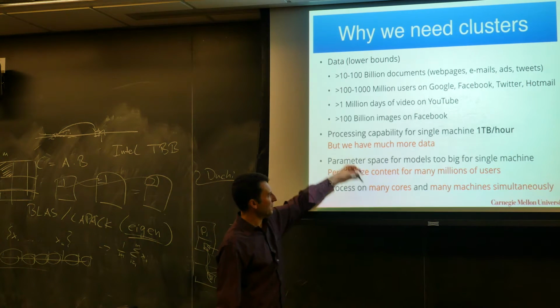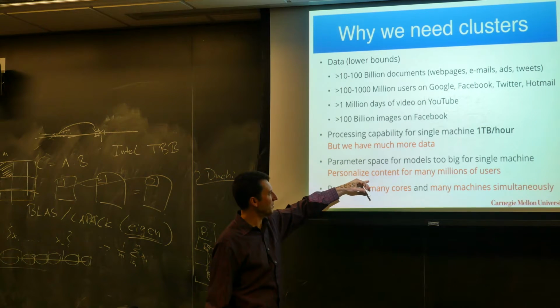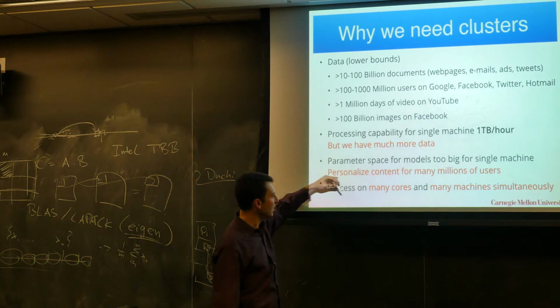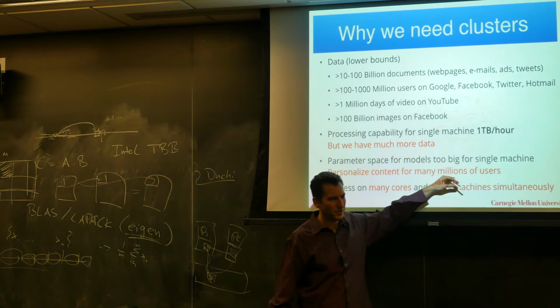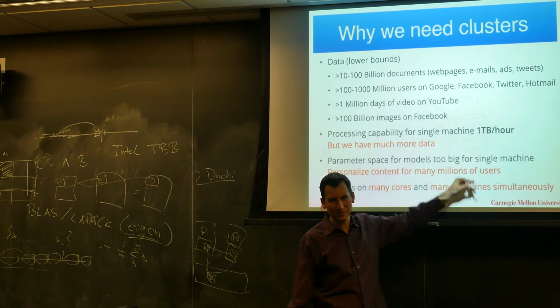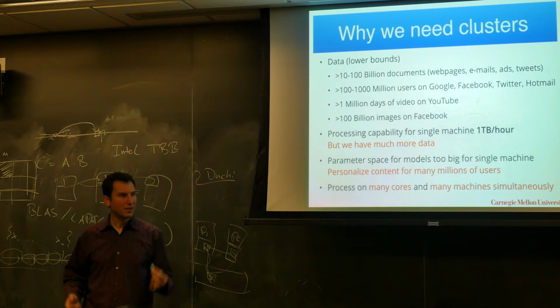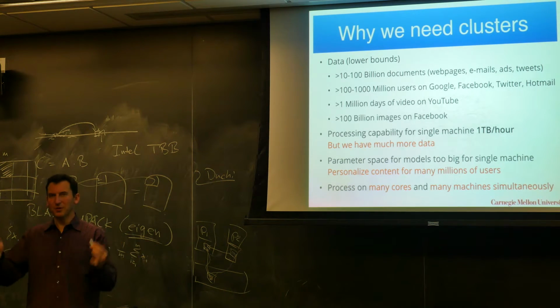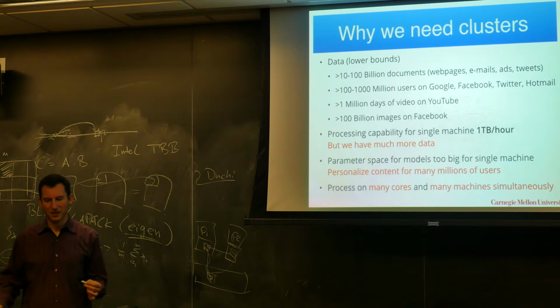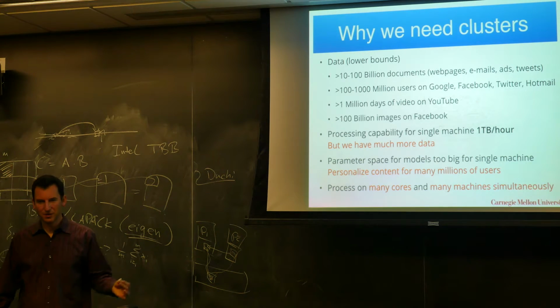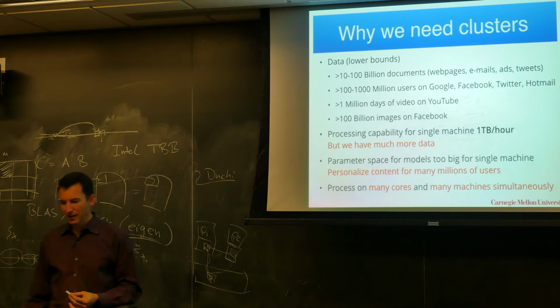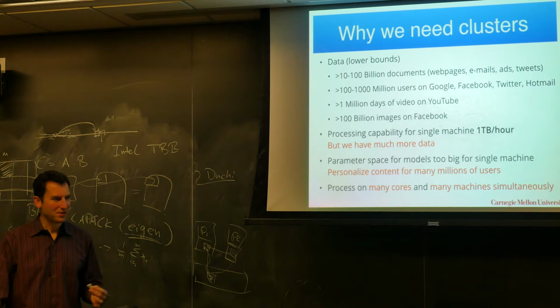On top of that, the parameter space is often also way too big for a single machine. For instance, if I want to personalize content, so let's say Facebook wants to do personalized recommendation, then on a per user basis you need some parameters, what you like and what you don't like. So you can't store it on a single machine. And so what this really means is you need to process on many cores and many machines simultaneously. Okay, this is why you care about multi-machine.